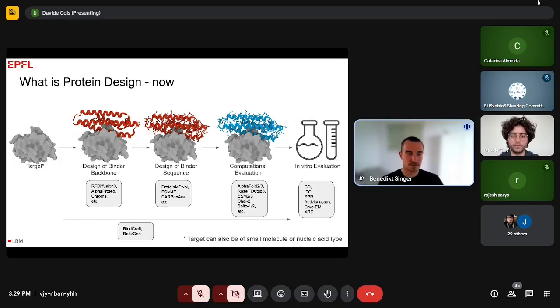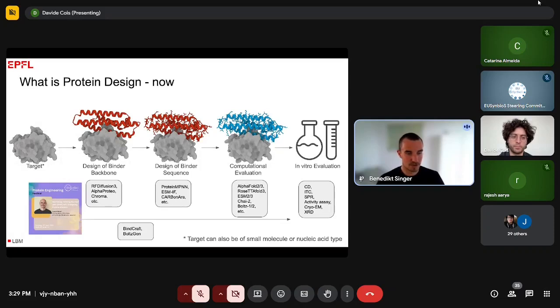So there are also other tools right now which are actually capable of skipping all of these steps, these pipelines where you run one software package after the other, where you just say, oh, I have this target, and now I would like to go to the in vitro evaluation directly. I don't want to bother about these details. I just want to design proteins. And some of those are, for example, BindCraft and BoltzGen. And next slide, please.